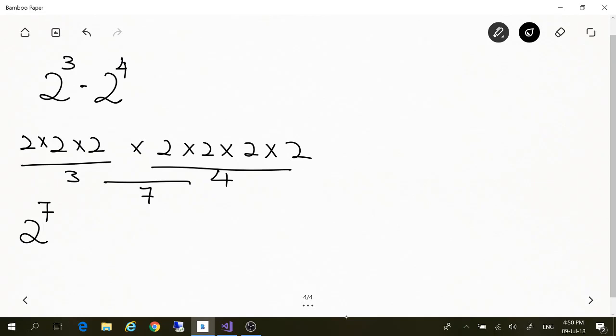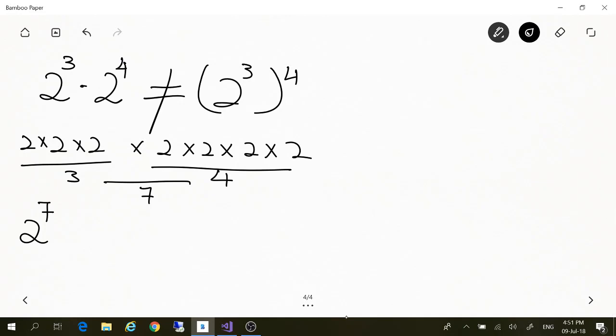Now students are always confused between this and this. They are not equal. Because this is equal to 3 times 4, which is 2 to the power 12, not 2 to the power 7. So this is very important for you to take note of.